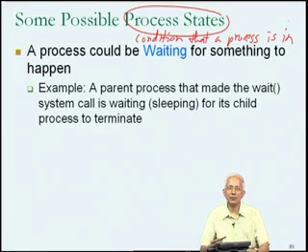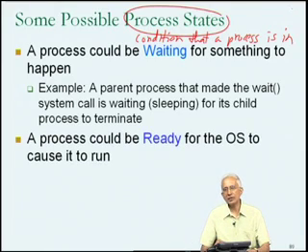Okay. So, the example of a parent process that made the wait system call and is waiting or sleeping for its child process to terminate. Now, after the child process terminates, what happens? The answer is the parent process may not actually be able to start running right away, because there could be some other process running. And therefore, we need to talk about another state that a process could be in. In other words, another condition where it is not waiting for anything to happen. On the other hand, it is not running either. So, there is a third possibility.